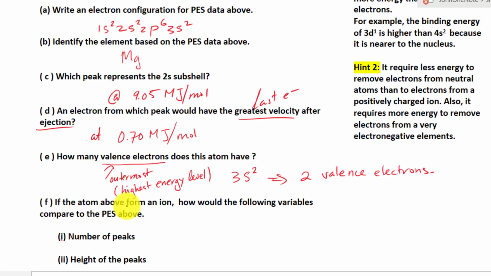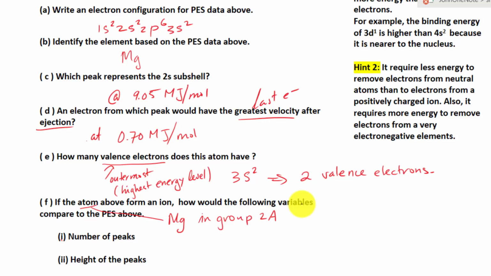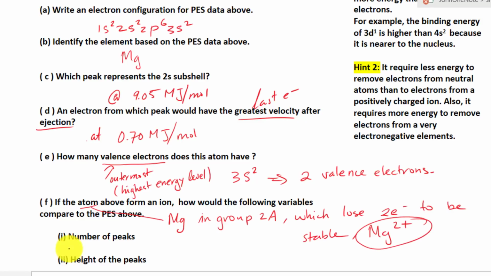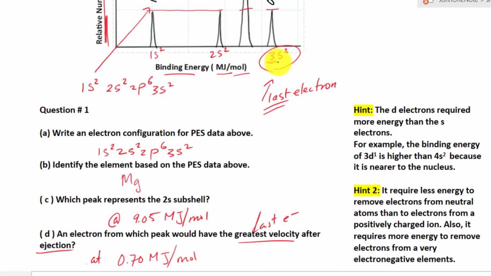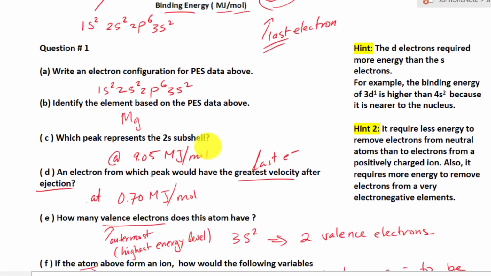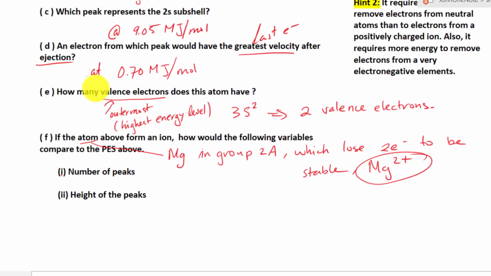If an atom forms an ion, how would the following variables compare to the PES above? Well, this atom is Mg, and we know Mg is in group 2A. All the elements in group 2A lose 2 electrons to become stable. So if it's losing 2 electrons, that tells you that this peak right here will be gone. So the answer would be 1 less peak.